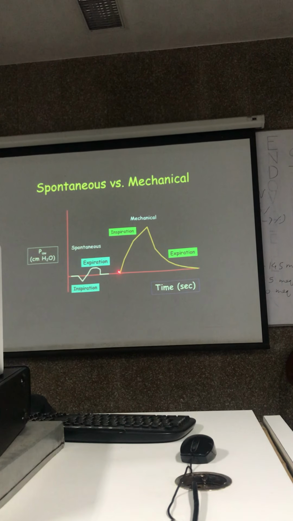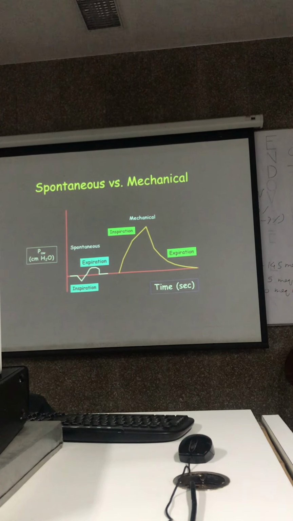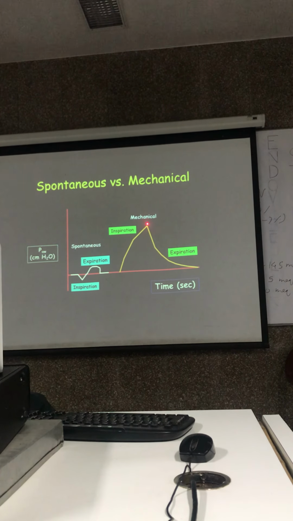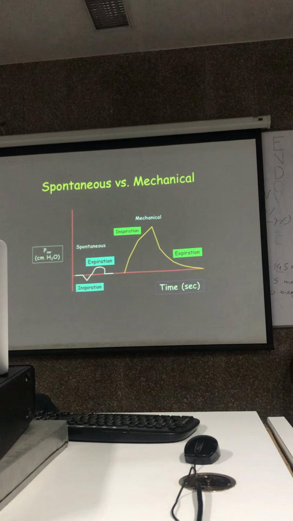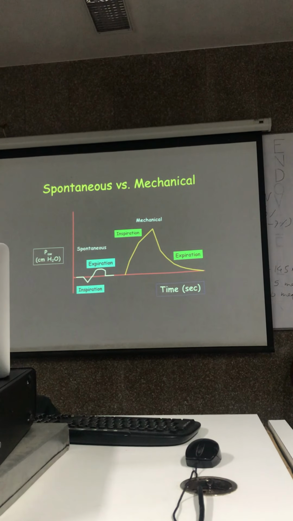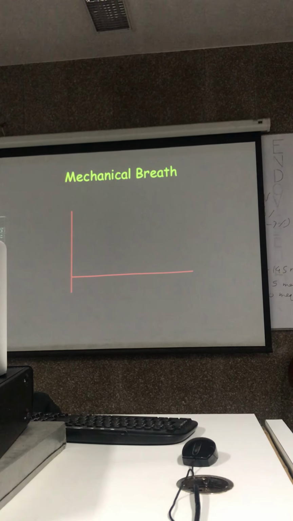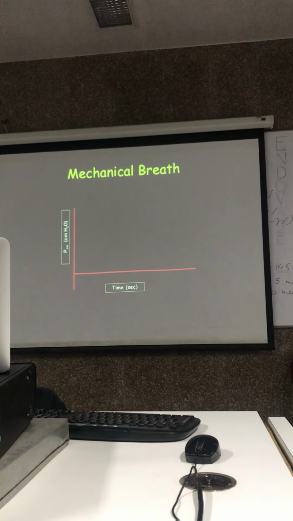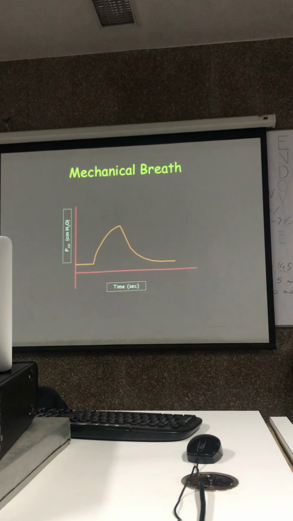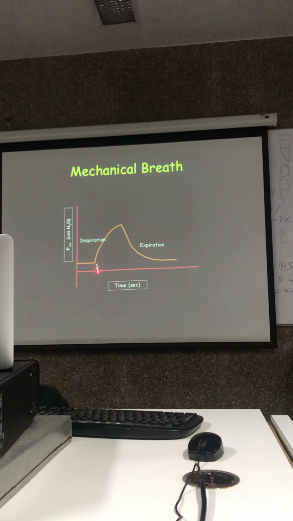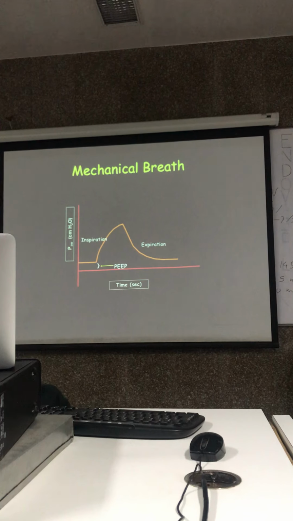Whereas in mechanically breathing patients, it somewhat resembles the previous scalar. As you can see, you have an inspiratory pattern and an expiratory pattern, and this determines the peak airway pressure of the person. Okay, so in a mechanical breath, when you look at the pressure versus time scalar, you will see that this is the expiration. What does this represent? PEEP.